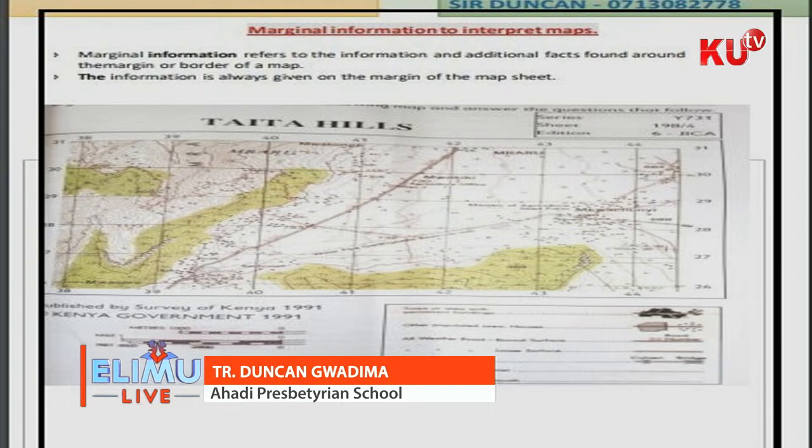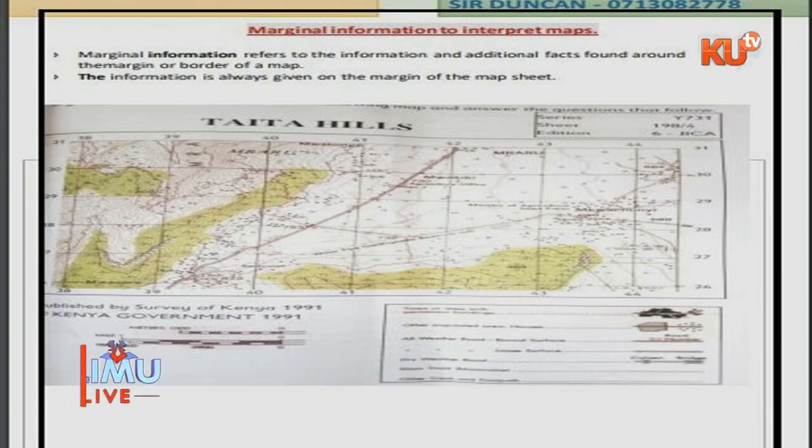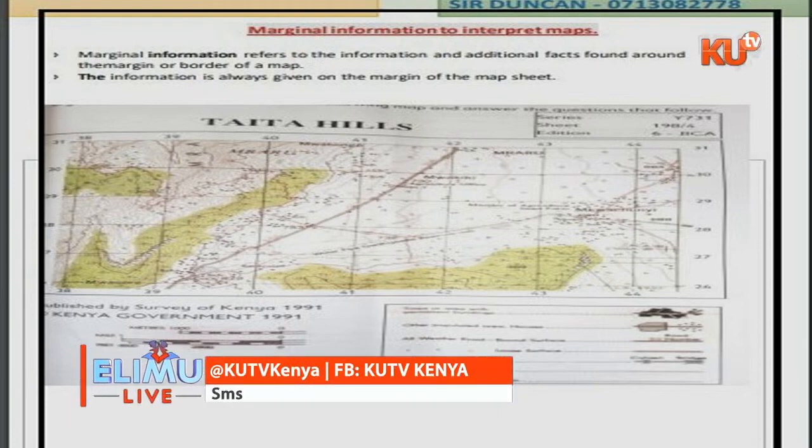Students, using the number that you can see on the screen, what is the sheet index number of the map of Taita Hills that you can see on the screen? What is the sheet index number of the map of Taita Hills? Use the number that is on the screen to give us your correct answer.